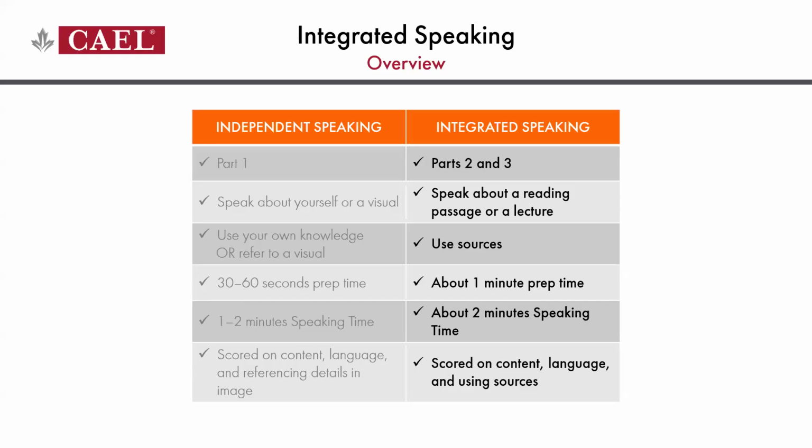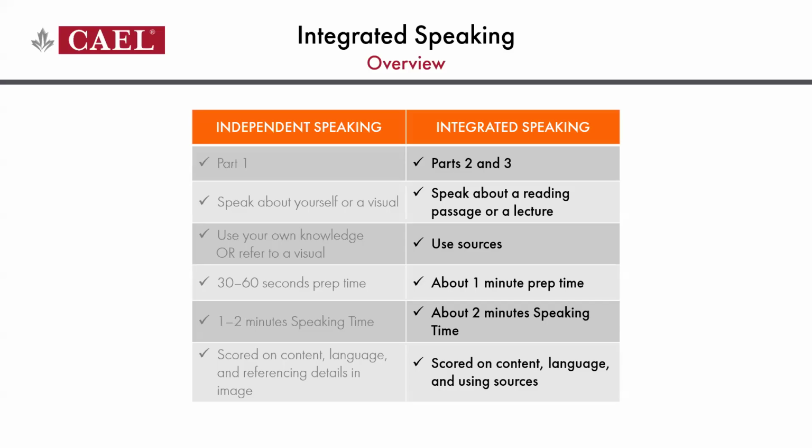For part 3, it's the exact same setup, but instead of reading, it's going to be listening. So a short listening lecture, answer a few questions. Long listening lecture, answer even more questions, about 11. And then the speaking question will be based on what you've learned in that longer lecture.